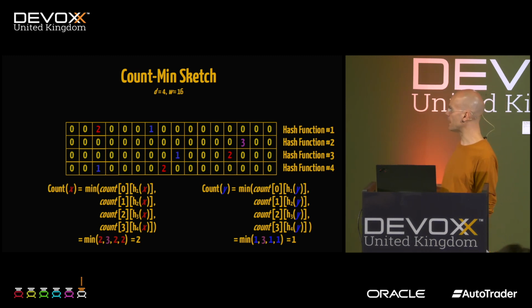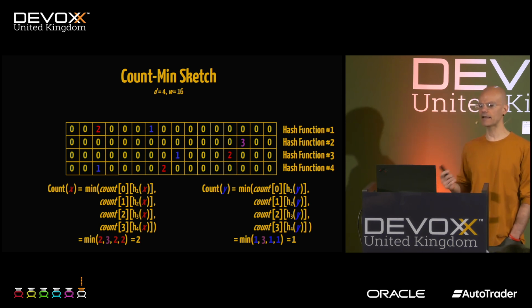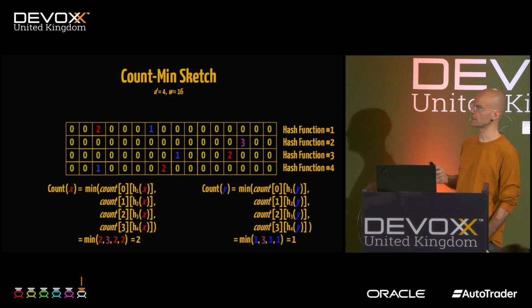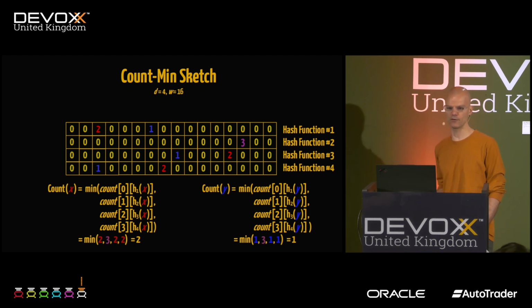The same goes for y. We count all the elements of y. It's 1, 3, 1, 1. The minimum between these 4 numbers is 1. So 1 is the number of times that we've seen y in this stream of elements.